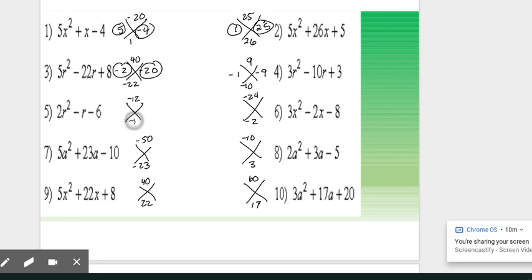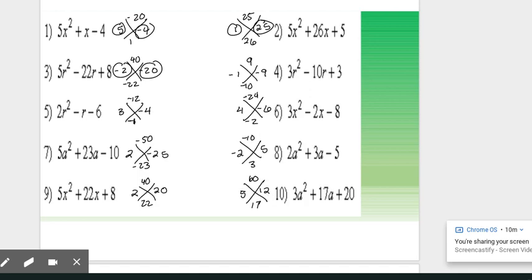Number 5, that is a -1, just in case we weren't sure. That would be 3 and -4. Number 6 would be 4 and -6. Number 7 would be 2 and -25. Number 8 would be -2 and 5. Number 9 would be 2 and 20. And last but not least, number 10, you have to go all the way to 5. It'd be 5 and 12.